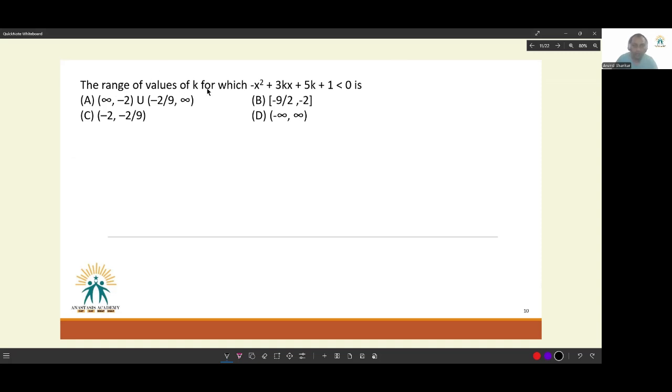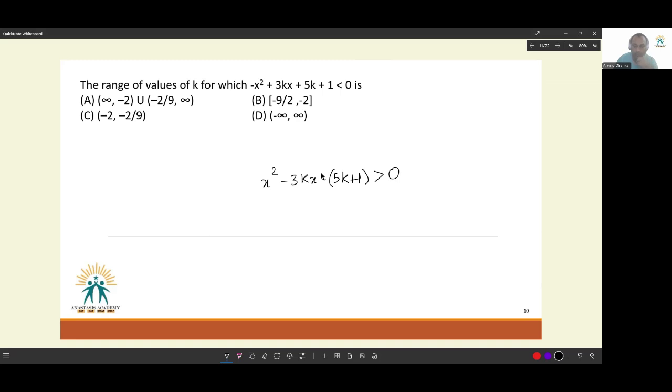Next, the range of values of k for which this expression is less than 0. Or let's go on to say x square minus 3kx minus 5k plus 1 is greater than 0. Now, what does this imply? This implies, regardless of what value of x I put in, I will always get a positive result, which means the function never cuts the x-axis, which means the roots are imaginary. If the roots are imaginary, the discriminant has to be negative.